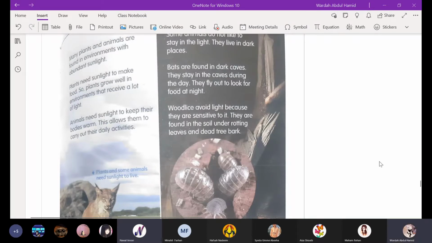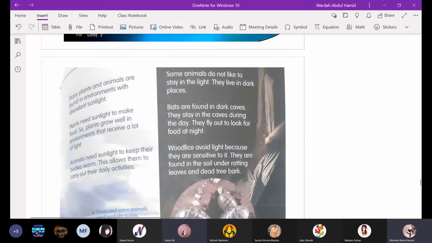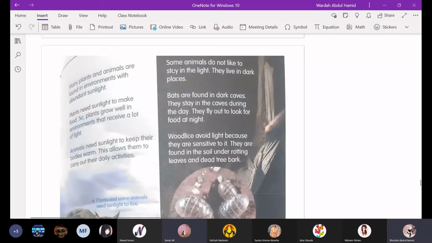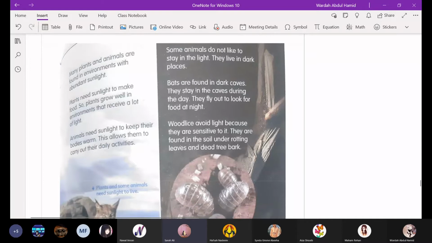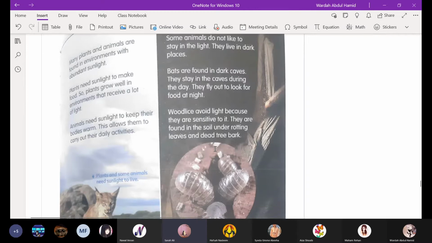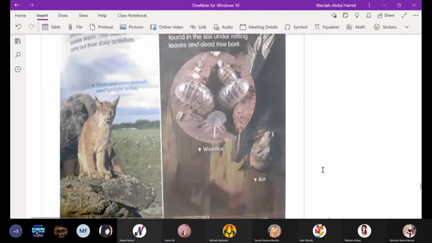Okay, next. Tara Ali. Read this black part. Some animals do not like to stay in the light. They live in dark places. Bats are found in dark caves. They stay in the caves during the day. They fly out to look for food at night. Woodlice avoid light because they are sensitive to it. They are found in the soil under rotting leaves and dead tree bark. Okay.